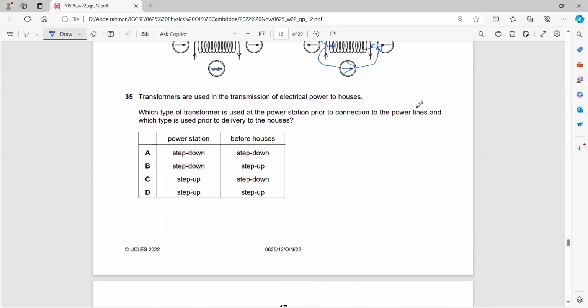Transformers are used in the transmission of electrical power to houses. Which type of transformer is used at the power station prior to the connection, and which is used prior to the houses? At the power station, you have to use a step up, and before the houses, you have to use a step down. Why? Because the voltages in the power lines are too high. When the voltages are too high, they could electrocute you. So you need to step down the voltage to, for example, 220 or 230 volts, so that we can safely use it in the houses.